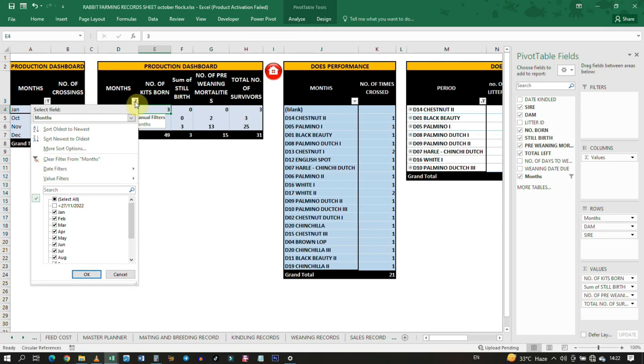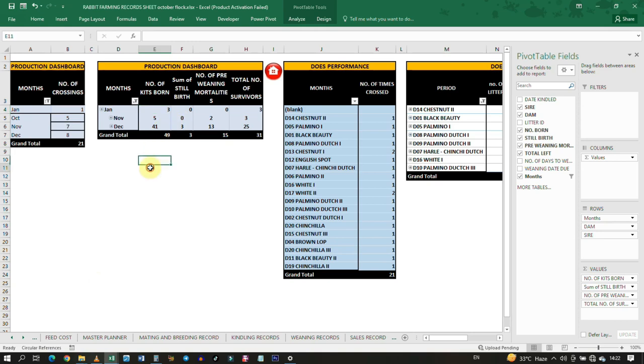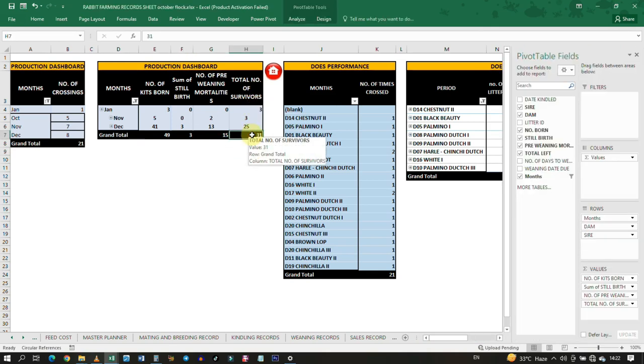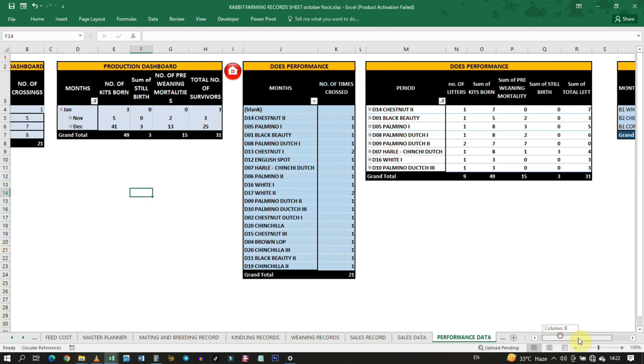And always check this list without those single dates. Okay, so number of kids born in January 3, November 5, December 41. There were 3 stillbirths. Number of pre-weaning mortalities. So that is it. The total number of survivors, which is what was left. Okay, let's go to the next thing.